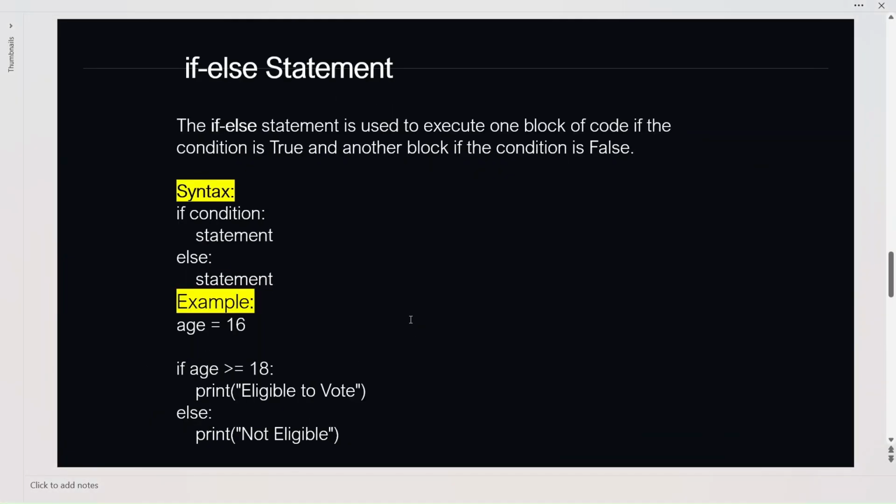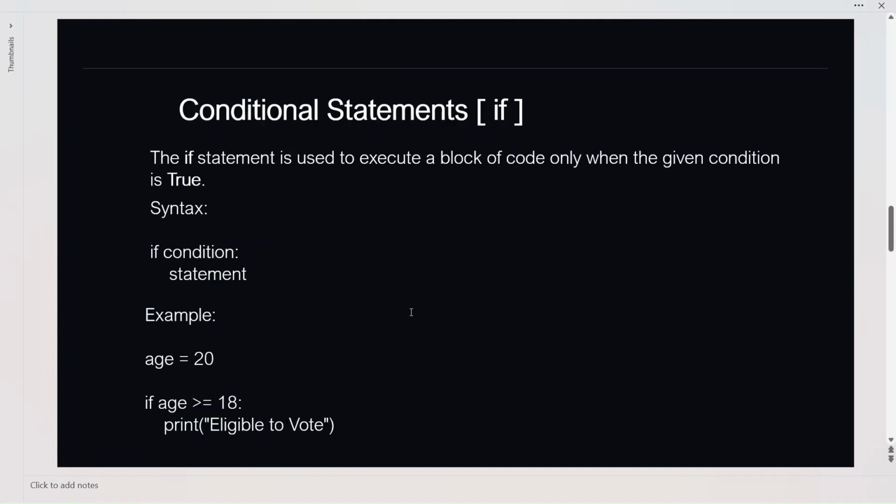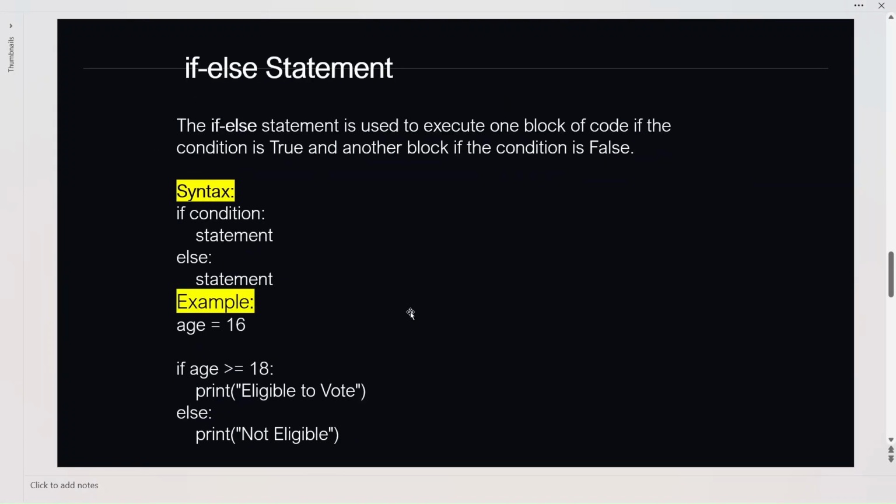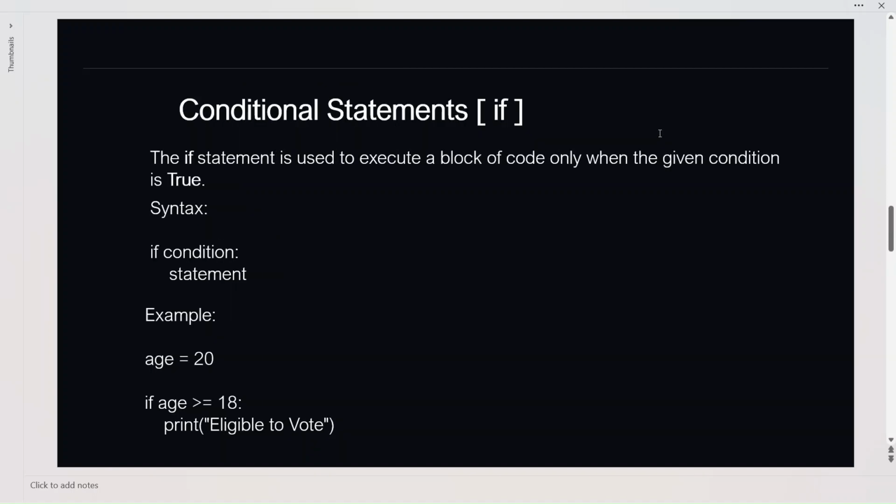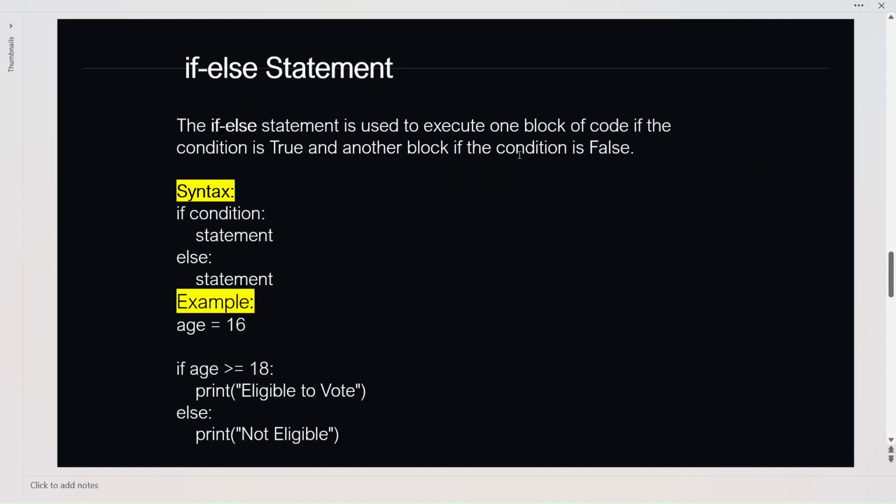Then the if else statement. Before, we saw only the if statement. Now if else combines two statements. The if else statement is used to execute one block of code if the condition is true and another block if the condition is false. It contains one block for the true statement and one for the false statement. Once it is true, it won't print false; once it is false, it will print the other. This is the syntax for if else statements.